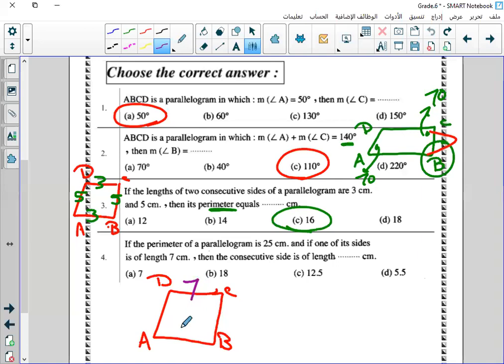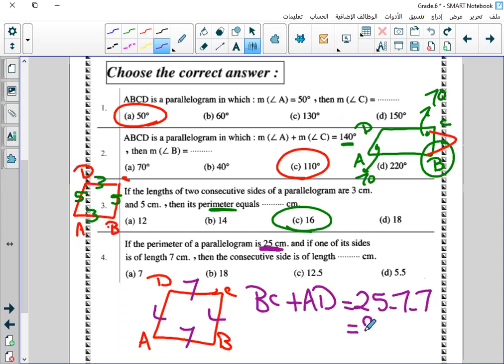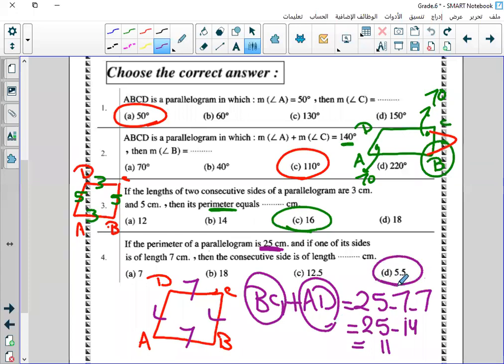If we suppose that this side equals 7 and the perimeter equals 25, so BC plus AD will be equal to 25 minus 7 and minus 7 again, which equals 25 minus 14, equals 11. So BC and AD equal 11 divided by 2. So your answer is correct, 5.5. Thank you, Noor.